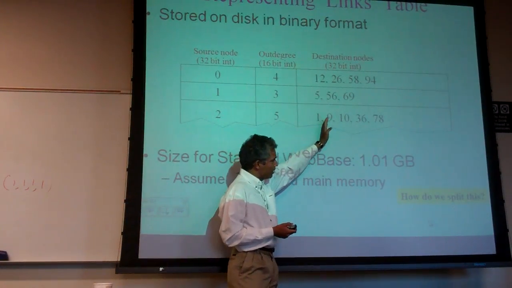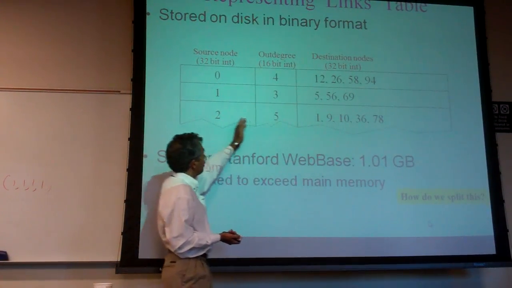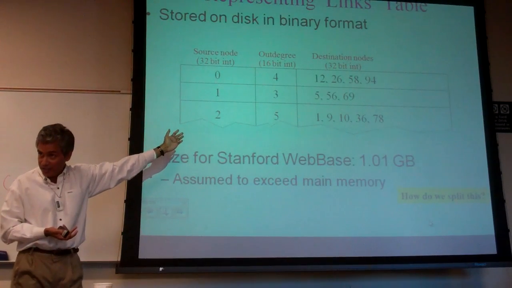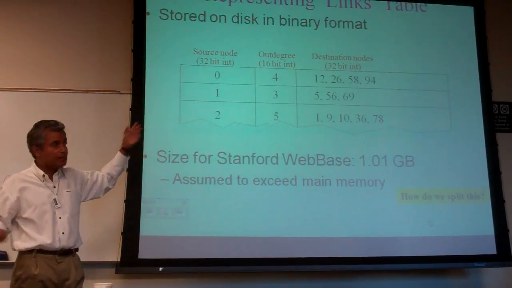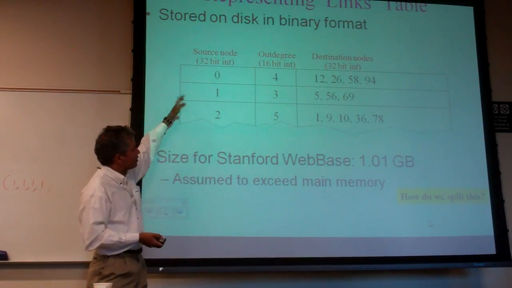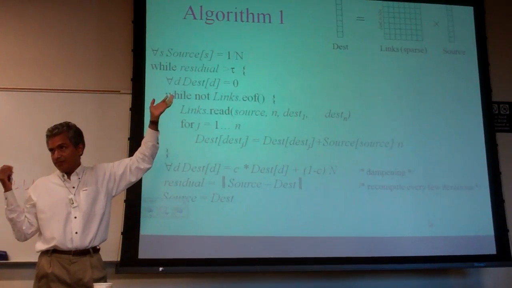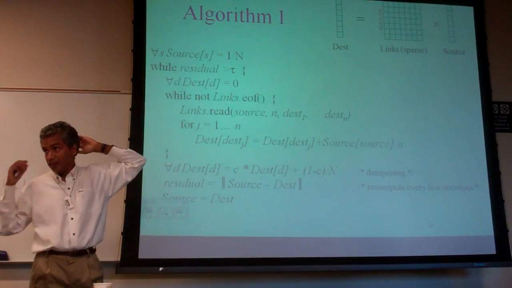So if you have a sparse matrix, like the link matrix, this is one data structure you can use to represent that matrix. Imagine that all the nodes are given unique IDs, all the URLs are given unique integer IDs.